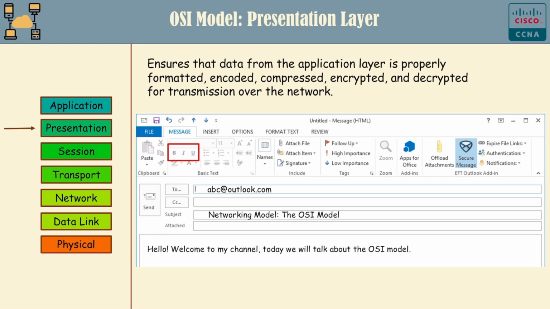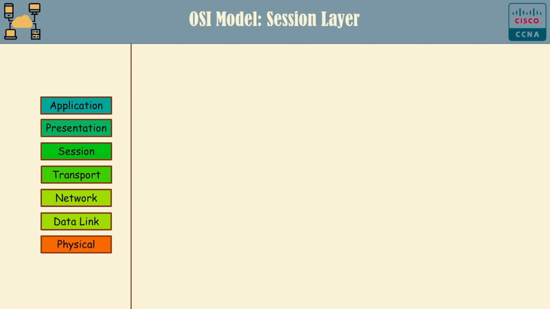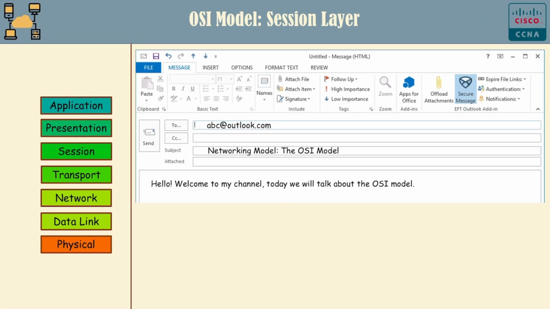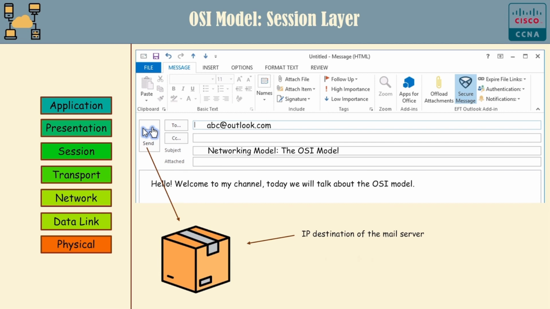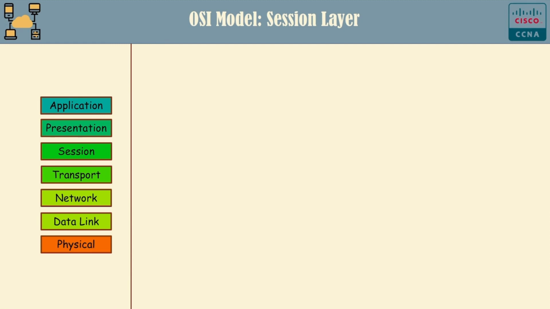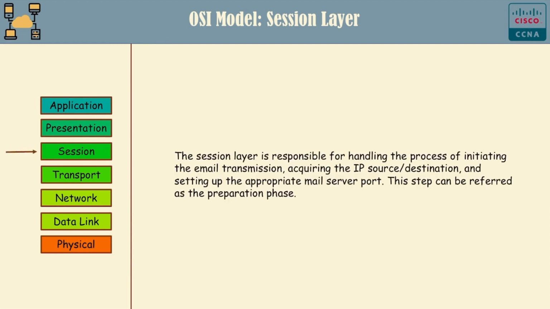As for the session layer, after performing word processing, we click Send to transmit the email. At this point, the email obtains the IP destination of the mail server, the IP source, the sender's IP, and the mail server port, such as 25, 587, 465. The session layer is responsible for handling the process of initiating the email transmission, acquiring the IP source/destination, and setting up the appropriate mail server port. This step can be referred to as the preparation phase.